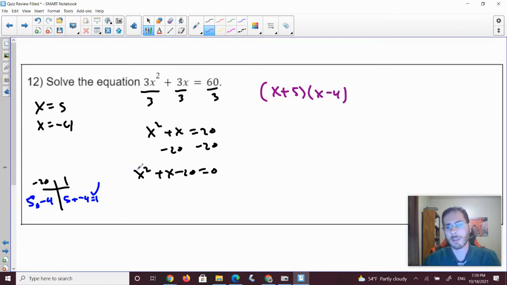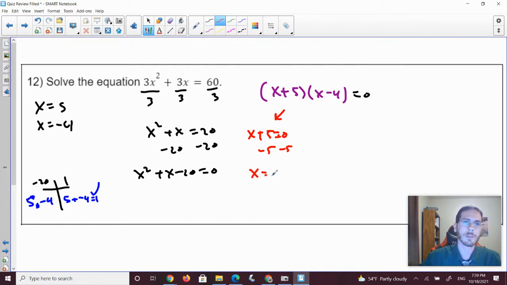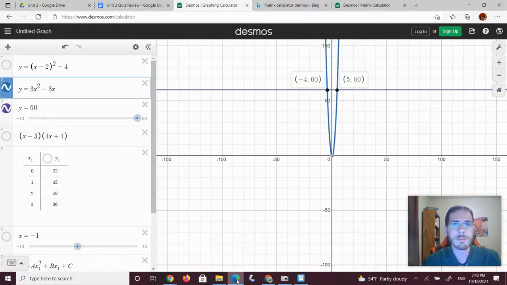Remember, since this is just regular x squared, we can just skip to the answer right away with the 2 blue terms that we got. Now we got to be careful because remember this is still equal to 0, so we still get to use the zero product property and solve each of these. x plus 5 equals 0. Subtract 5 from both sides. x equals negative 5. x minus 4 equals 0. Add 4 to both sides. x equals 4.